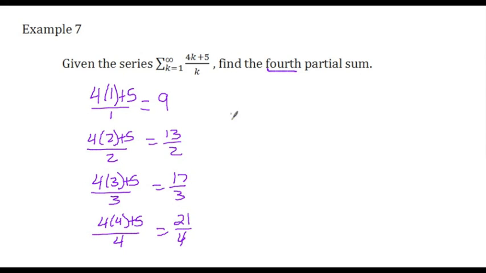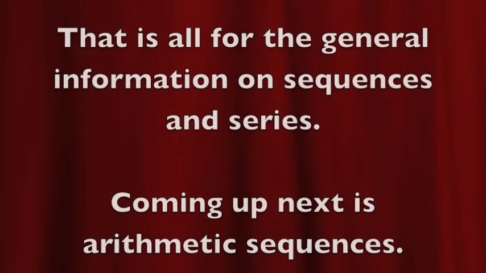Now we are finding the fourth sum, so we're going to add up all those guys. And again, let me get my calculator out here. 9 plus 13 halves plus 17 thirds plus 21 fourths will give me a total of, again, do not give me a decimal answer because I want to know what it exactly is, 317 twelfths.